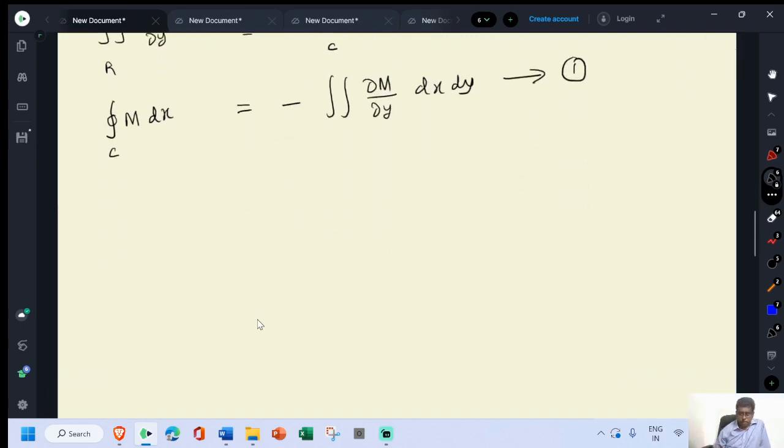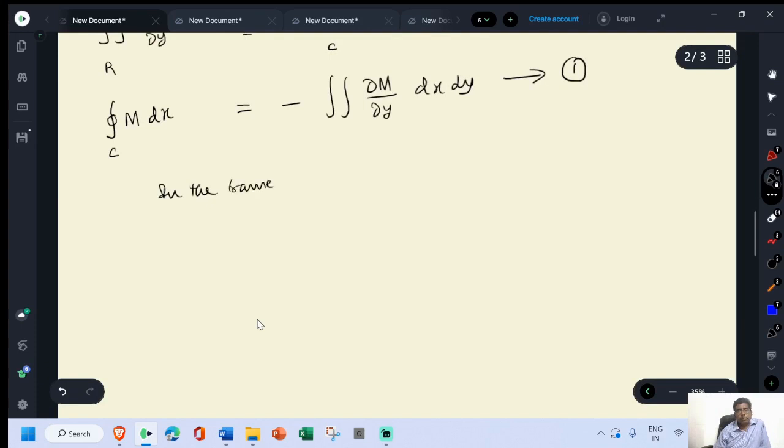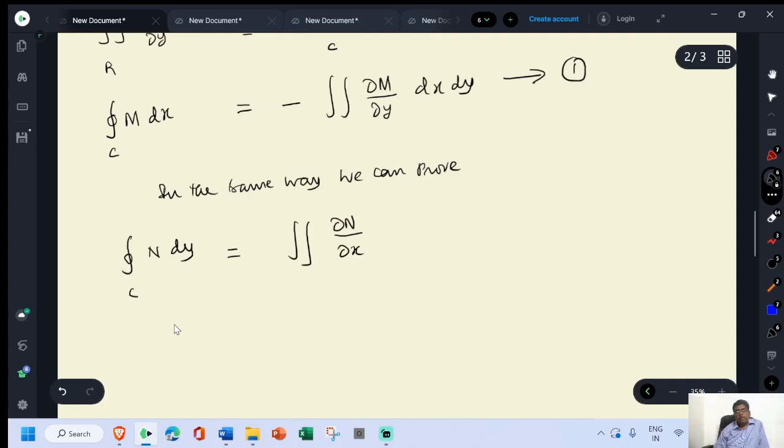In the same way, we can prove that the integral of N dy is equal to the double integral of ∂N/∂x dx dy. This is equation 2.